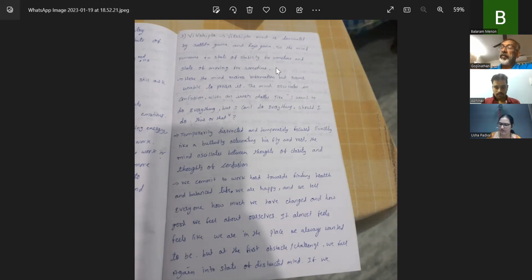So what happens in Vikshipta mind? See, we are able to concentrate for some time, and then what happens? The mind will get disturbed. Suppose you are reading some book for a few minutes, okay, we'll be with concentration. After some time, what happens? We'll get disturbed or distracted. This is which state? Vikshipta state. Our mind is in.